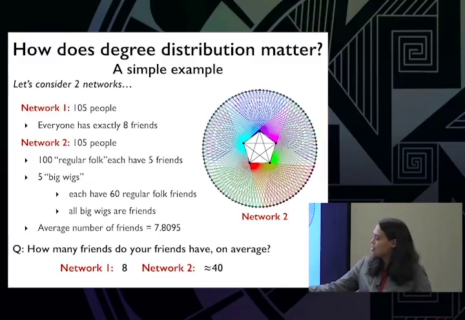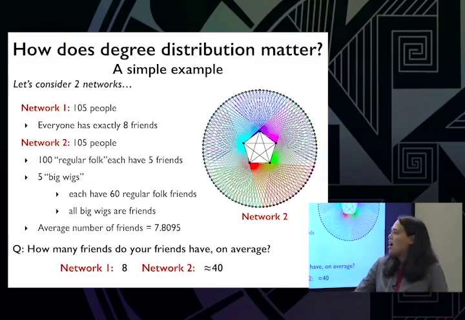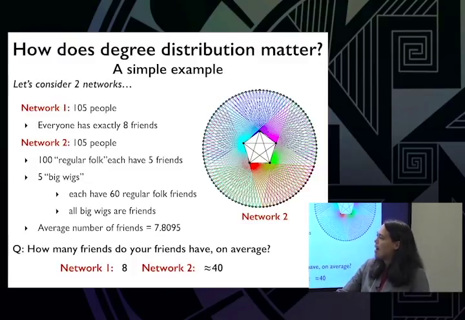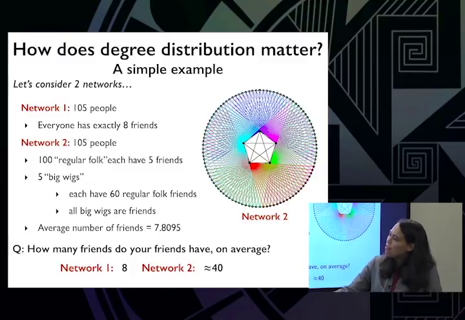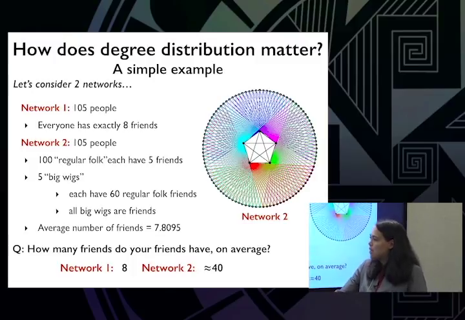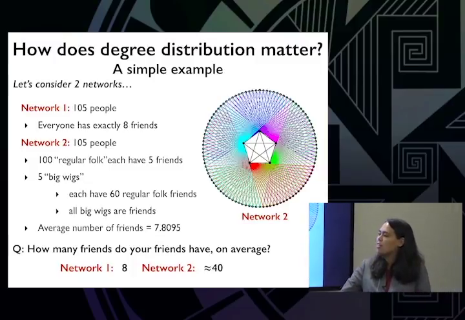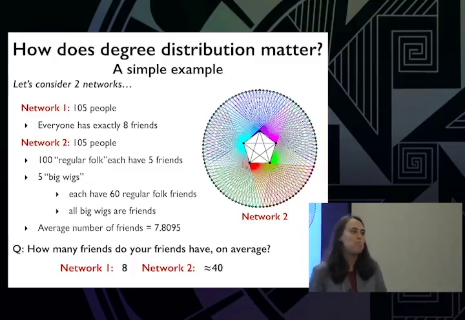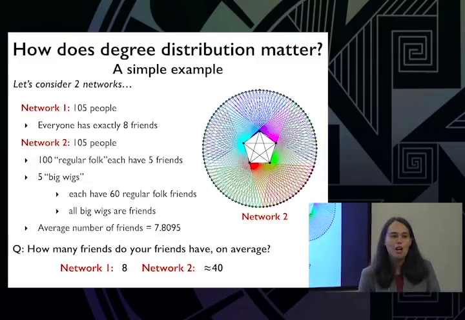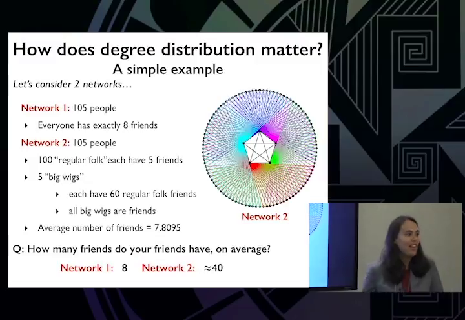So let's think about one way in which we could draw this network too. If you have 100 regular folk and each of them has 5 friends, then in order to fulfill the condition that the 5 bigwigs each have 60 regular folk friends, on average 3 of the friends of each regular person are going to be bigwigs. And so that's how you get this average number of friends of your friends to be 40.